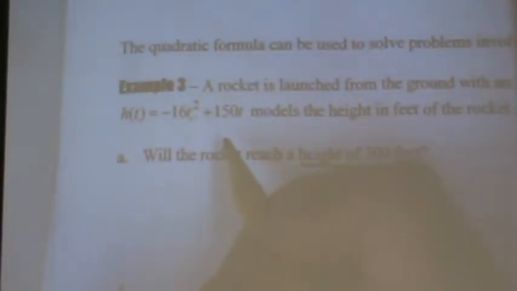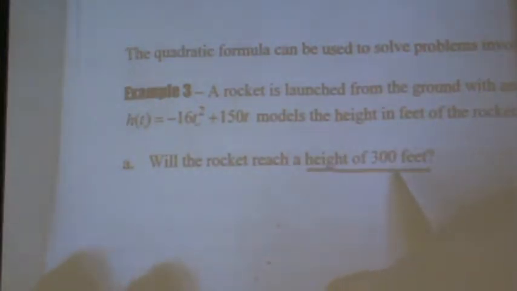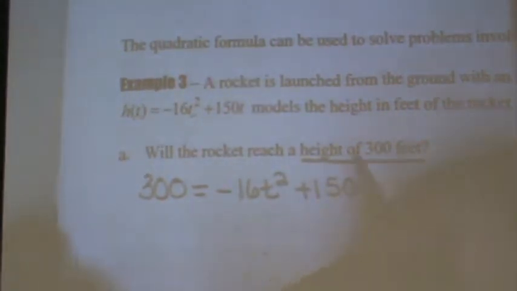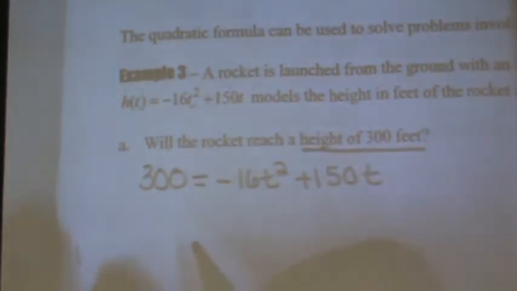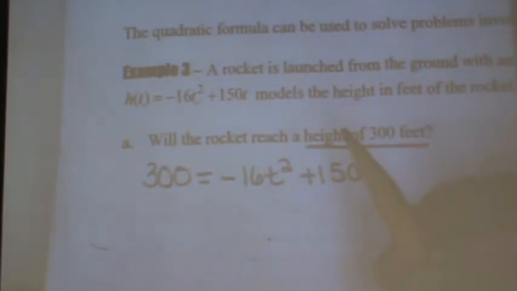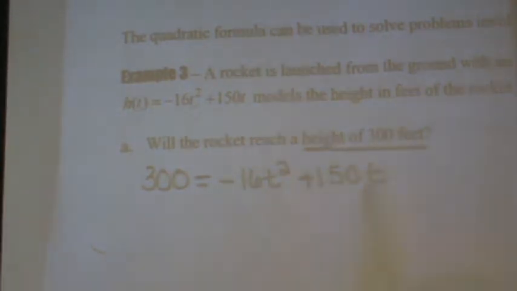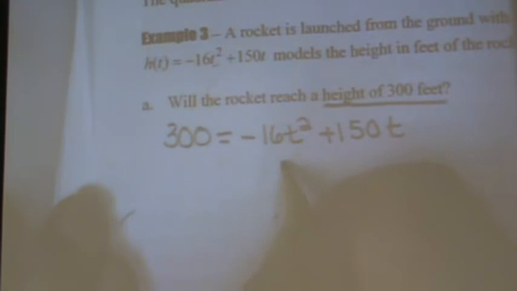So if this is the model that talks about the height, what do you think you would do for 300 feet? Where would we plug this in? For h. So you're going to put 300 right here. So 300 is equal to negative 16t squared plus 150t. So it's asking you, will it? If it will, what are they asking you? It has something to do with the problems that we did earlier. That's a solution, if it has a solution. So in other words, they want you to do the discriminant.